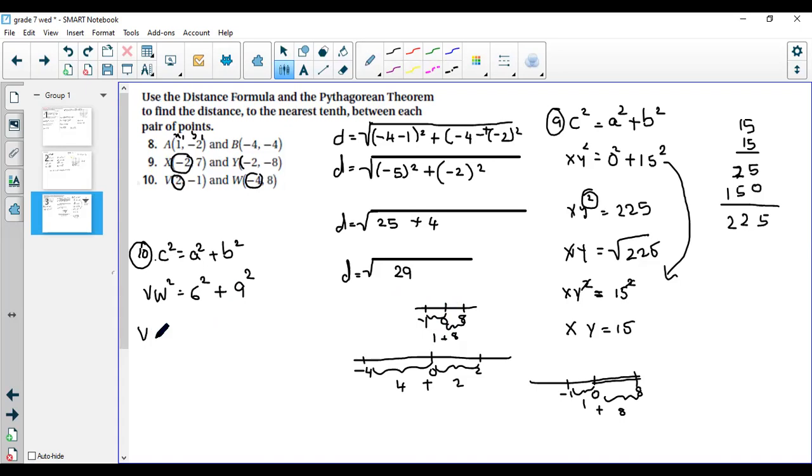So let's solve this now. 6 square is going to be equal to 36. 9 square is going to give you 81. So VW square is going to be equal to 117. There is no perfect square for 117, so the distance between V and W is going to be the square root of 117. So this is how you find the distance using the Pythagorean theorem.